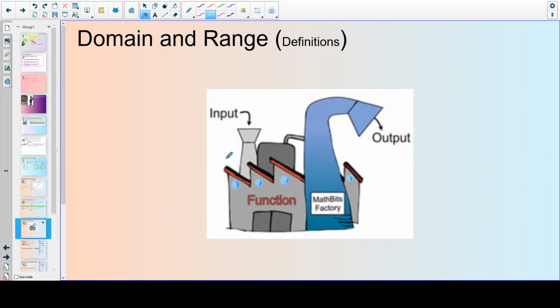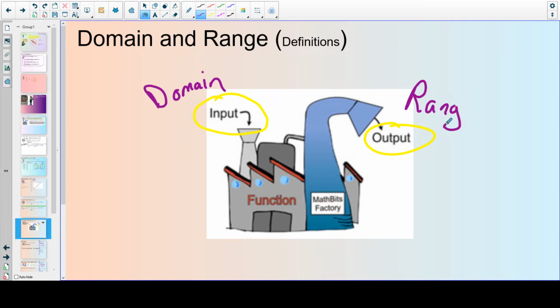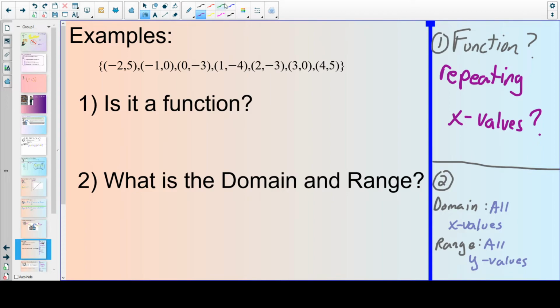So remember when we were talking about this machine? When you input something, you can say that that's the domain. And then when you output something, that is called the range. So let's do some examples. Let's say, I'm going to pick my favorite color, which is this one over here. If I give you this set, I want to know, is it a function? And then I want to know what's the domain and range.